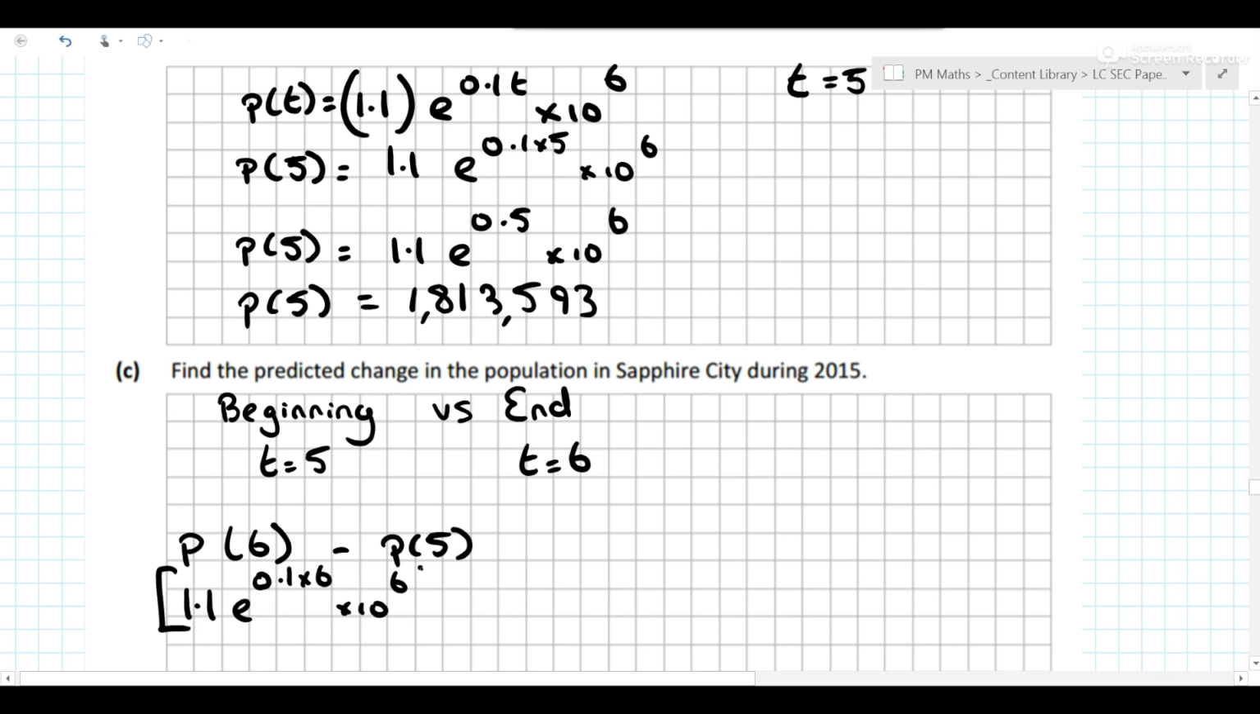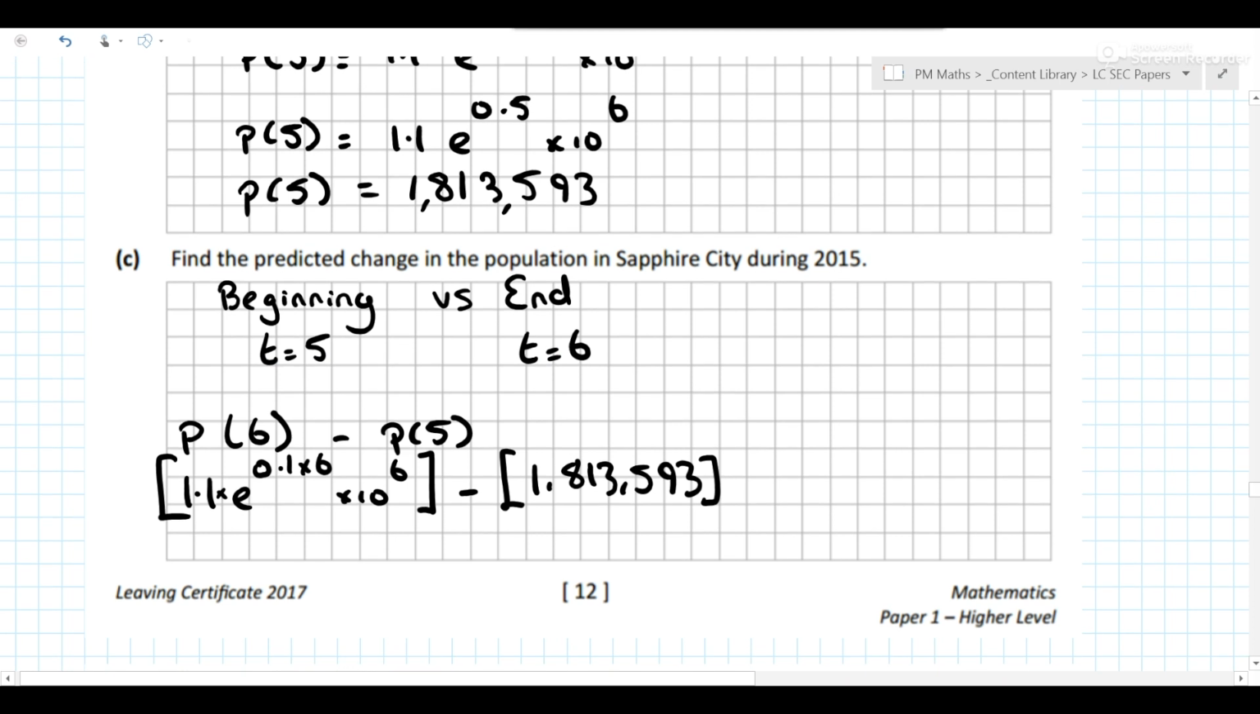Minus 1,813,593. Put that all into your calculator and you will end up with 190,737. It might be a little bit easier if you calculate this section first, but there's no need to if you type it in correctly.